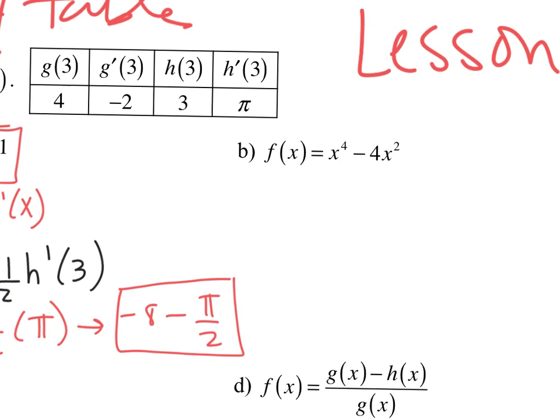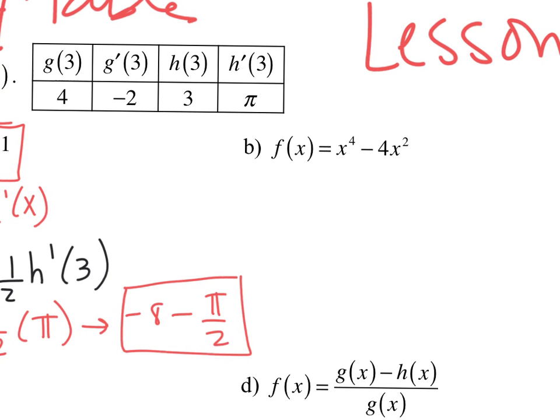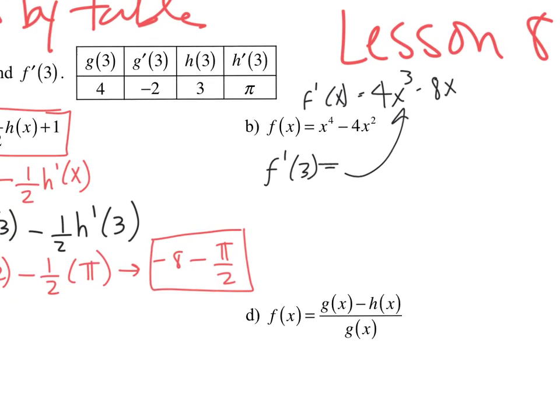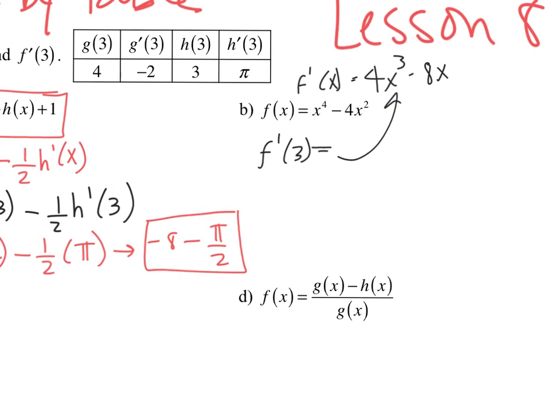All right. Oh, that's a regular function. You won't need the table. So f prime of x is equal to 4x to the third minus 8x, and then f prime of 3 is just plugging 3 in there. All right, let's do one with the table. Let's look at D.